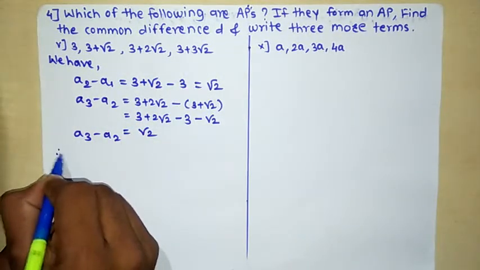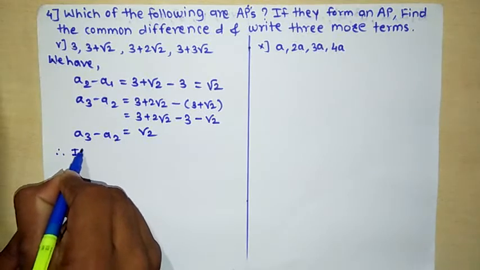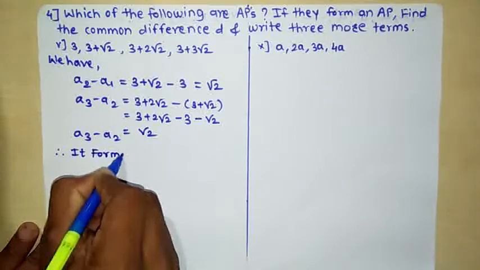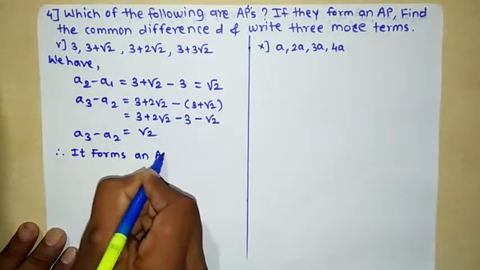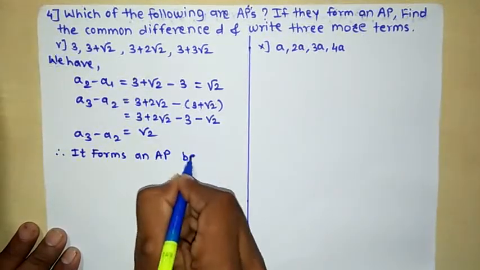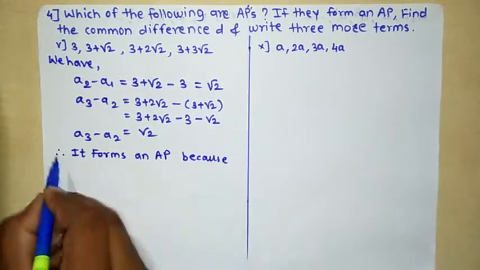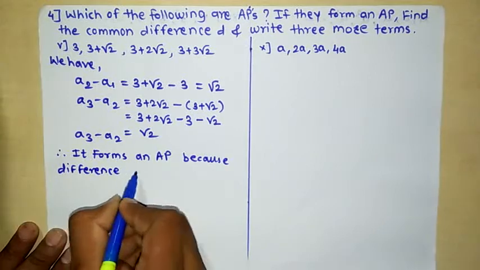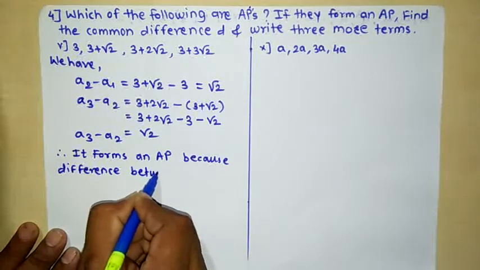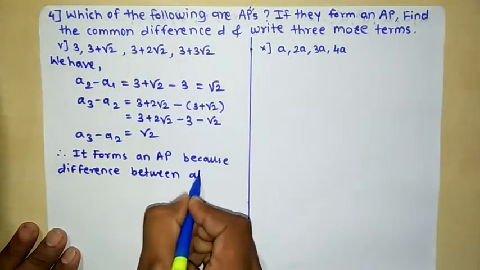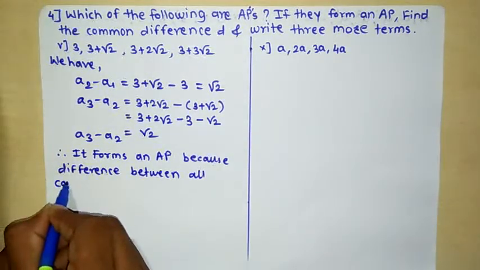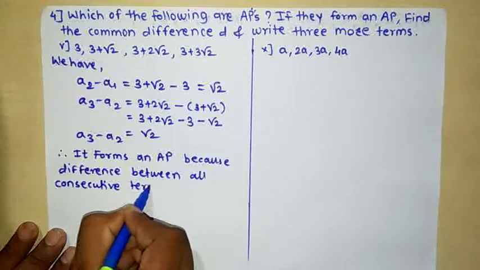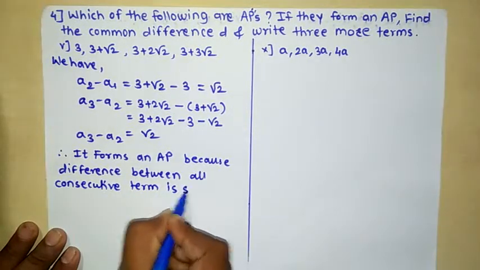Therefore it forms an AP because the difference between all consecutive terms is the same.